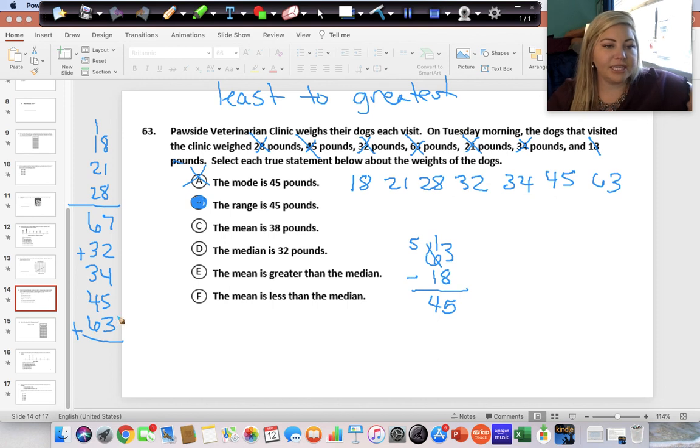3 plus 7 is 10. 10 plus 6 is 16. Plus 5 is 21. 6 and 6 makes 12. 13, 14, 18, 19, 20, 21, 22, 23, 24. So that is 241. We are not done. We still have to divide that by 7.